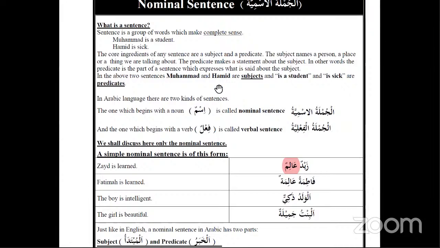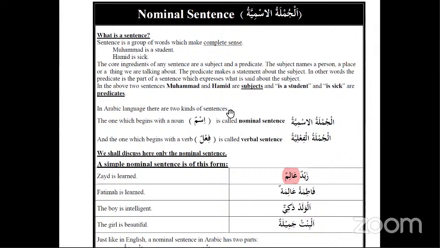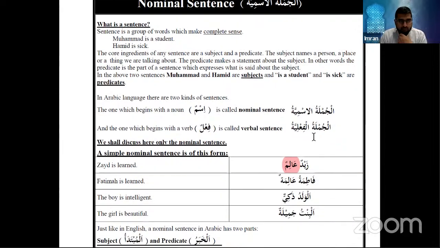Now, we learned in this book one as well, nominal sentences, and there are verbal sentences. What is a verbal sentence and what is a nominal sentence? Okay, right. I'll explain.